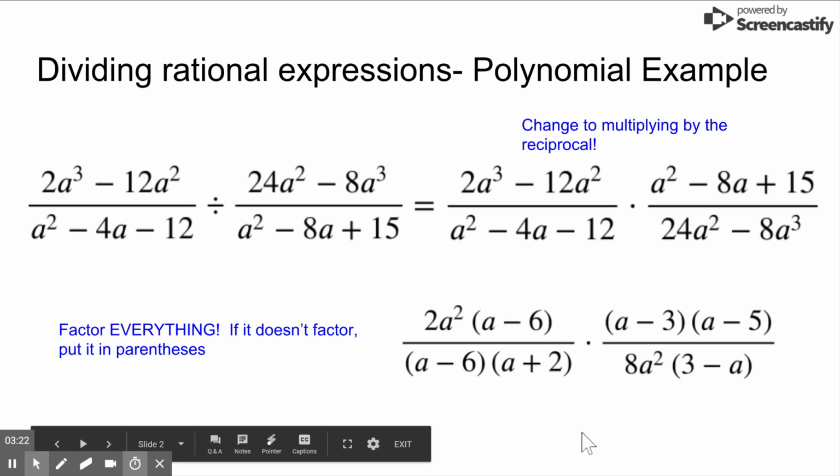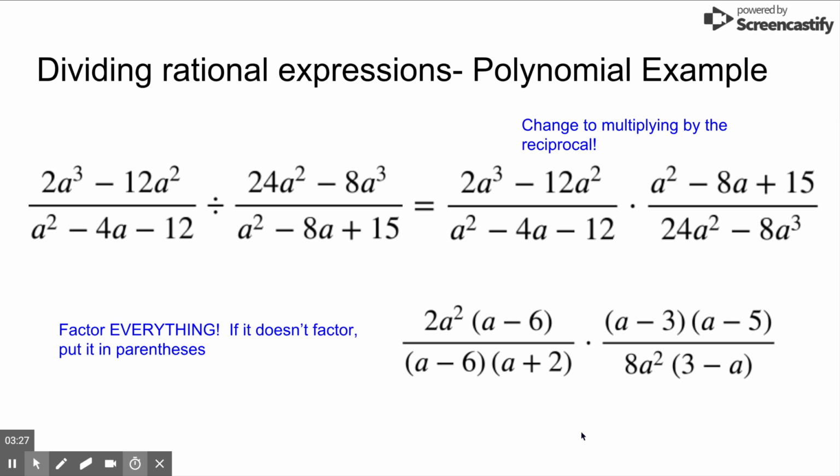So I did that using both GCFs and the box method for my trinomials, meaning the ones with three terms. And I ended up with 2a squared times a minus 6, and then a minus 6 over a plus 2. Then I have a minus 3 times a minus 5, then 8a squared over 3 minus a. Now in this case, all of my polynomials factored, so I have multiple sets of parentheses. If for some reason your polynomials don't factor, like if you have x plus 2 or something, just put that in parentheses.